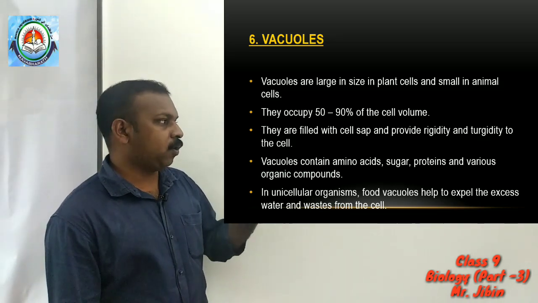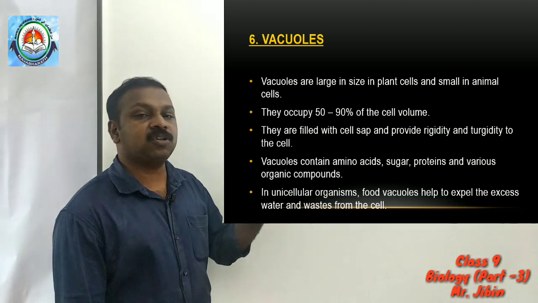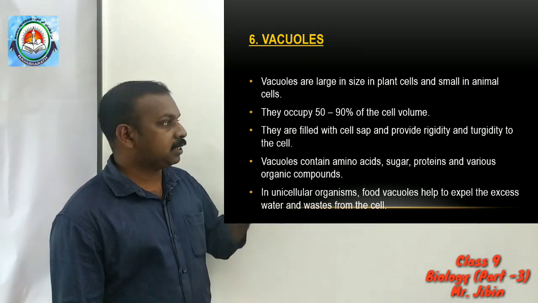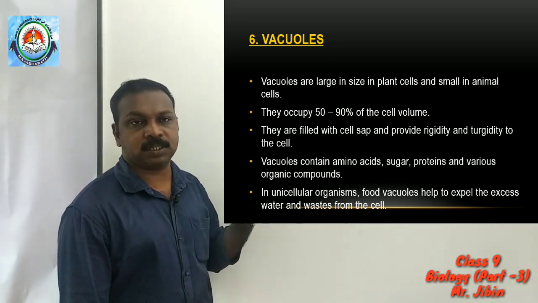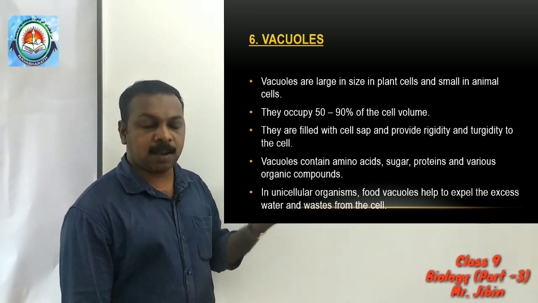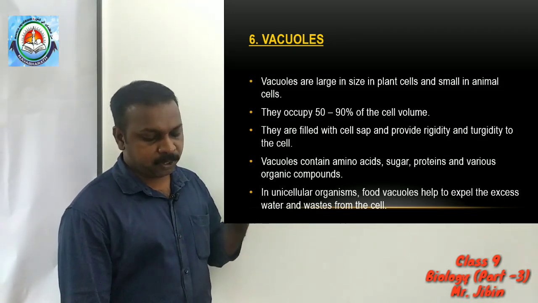So we feel it has turgidity or rigidity. Okay. Next, inside the cell sap, in the vacuoles, there are some materials. What are the components present inside? Amino acids, sugars, then various organic acids and proteins.